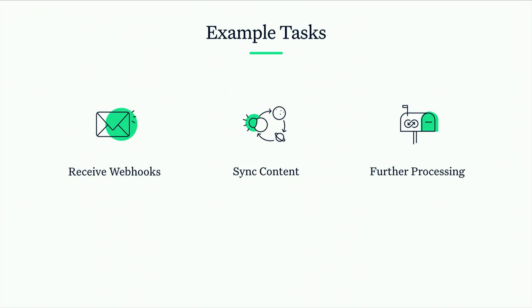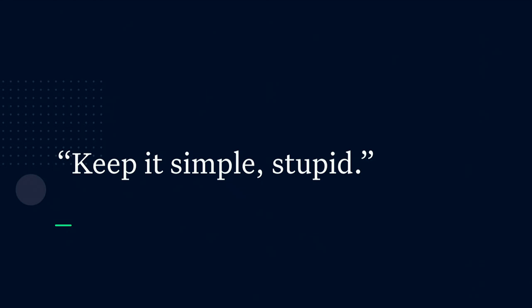So let's consider you have different tasks to do in your app. This could be, like in our case, you want to receive webhooks, or you want to synchronize content, and then you want to do some further processing. What you can do is just put that into one Lambda function and let it run for you, and that's totally fine. It works. But the problem is this can blow up your function and reduces the scalability of your app. So my advice here is that you should keep it simple and stupid. So you should separate your concerns.